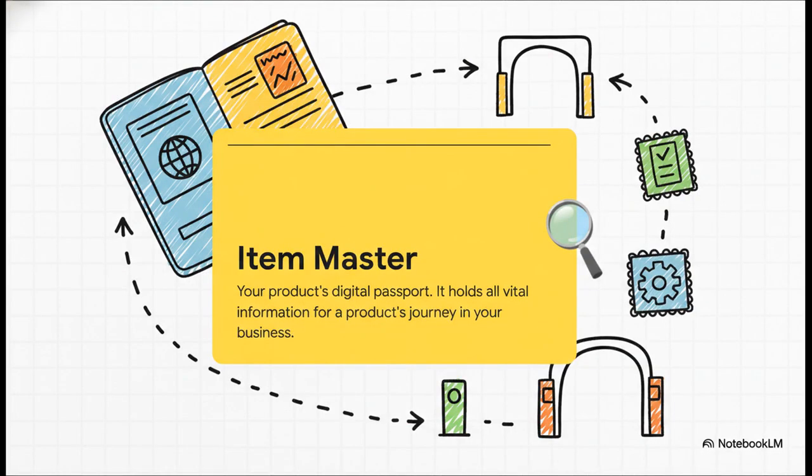And here it is. The Item Master is basically your product's digital passport. It's the official record that gives it permission to move through your company. Every single detail, every rule, what it can and can't do, it's all defined right here in this one place.